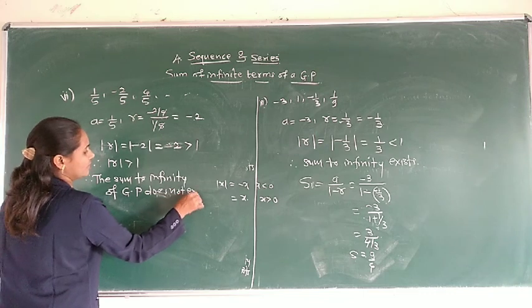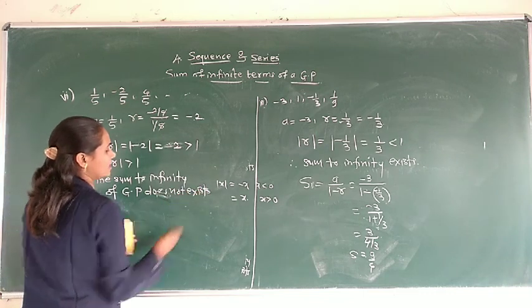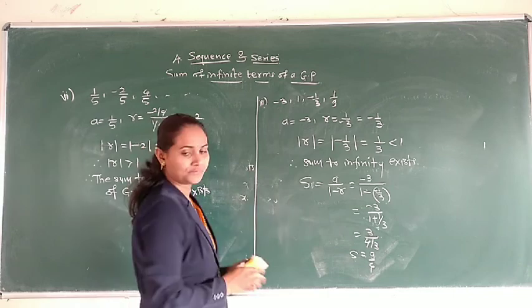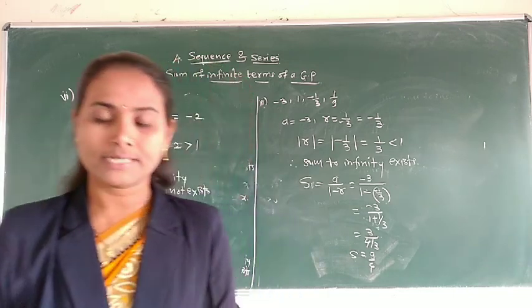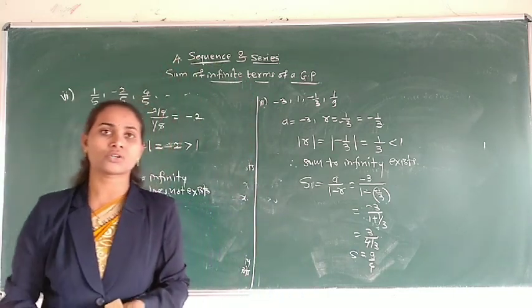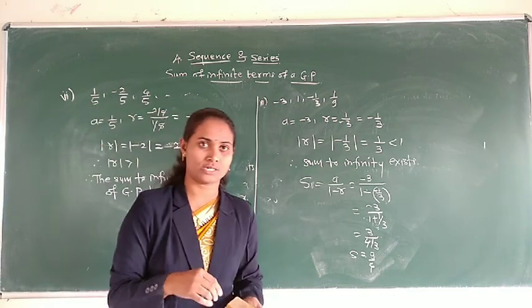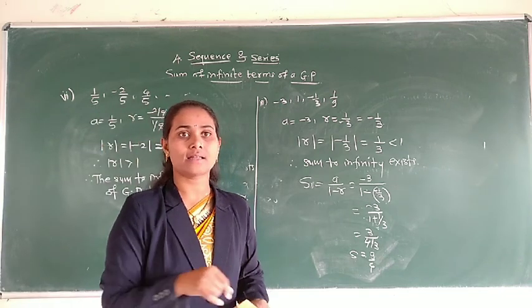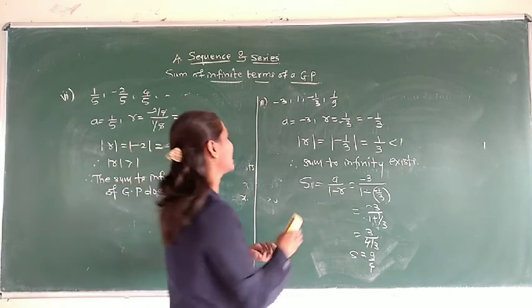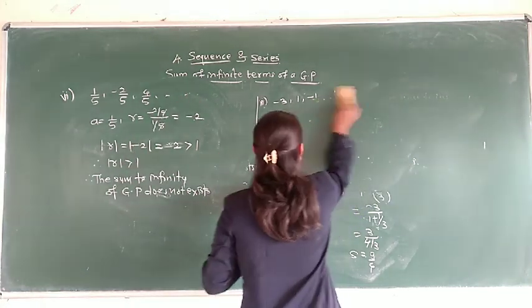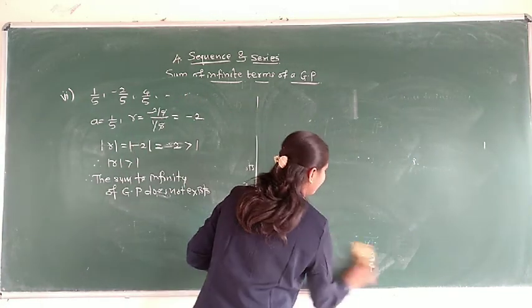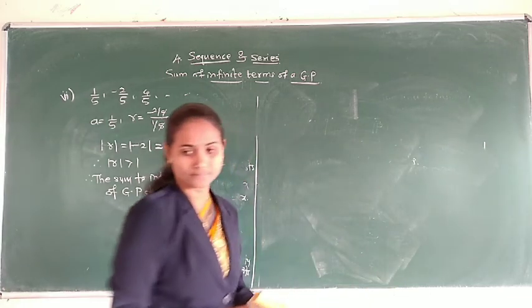Sum to infinity of GP does not exist. Now see the next question. Question number 2 depends on recurring decimal. We skip this question; we will see it in a class. Now we are going to continue with the next question.